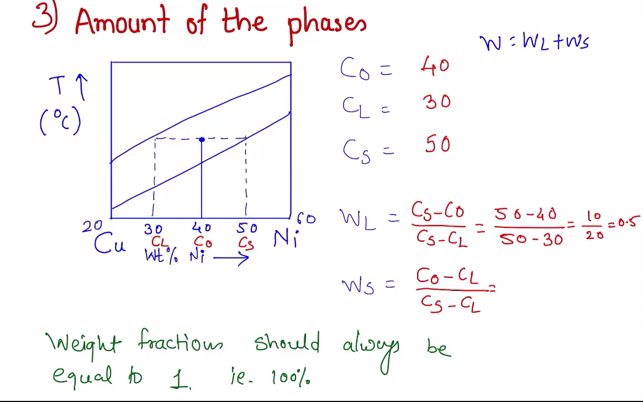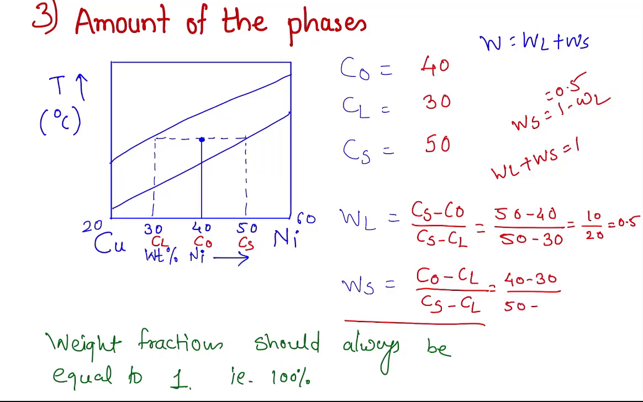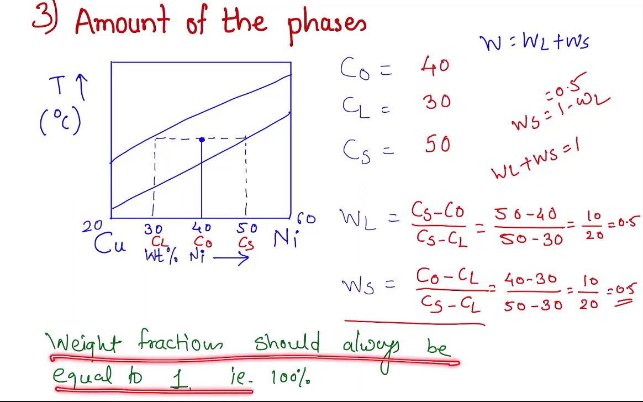Here you don't need to calculate the weight fraction of solid. You can use the formula Wl plus Ws is equal to 1. So you can find out Ws is equal to 1 minus Wl. So it should come around 0.5. This we can verify using this formula also. So C0 minus Cl, that is 40 minus 30 upon 50 minus 30, that is 10 by 20 is equal to 0.5. This you can verify. Remember that weight fraction should always come to 1 or 100%.